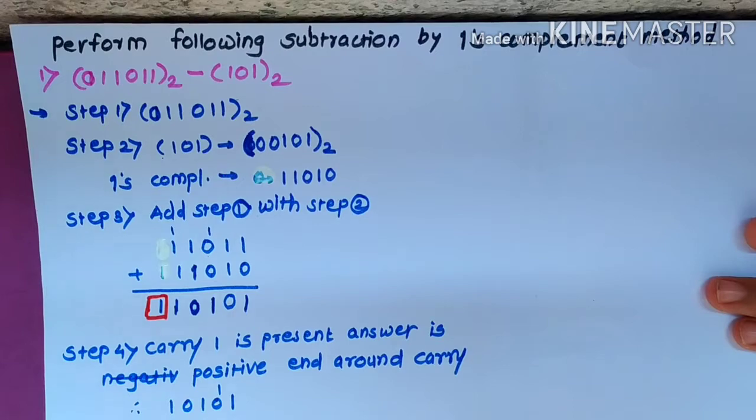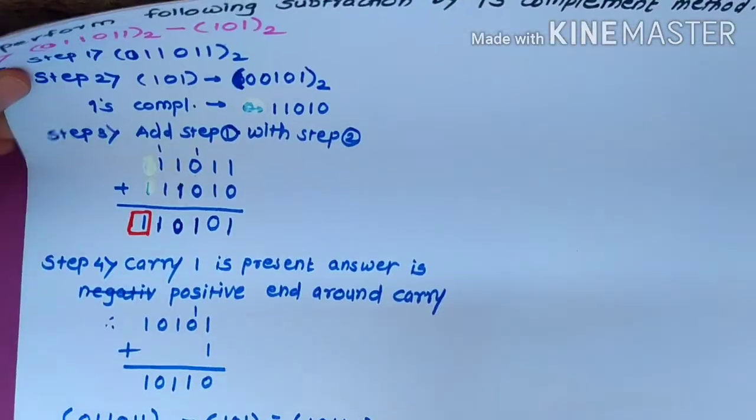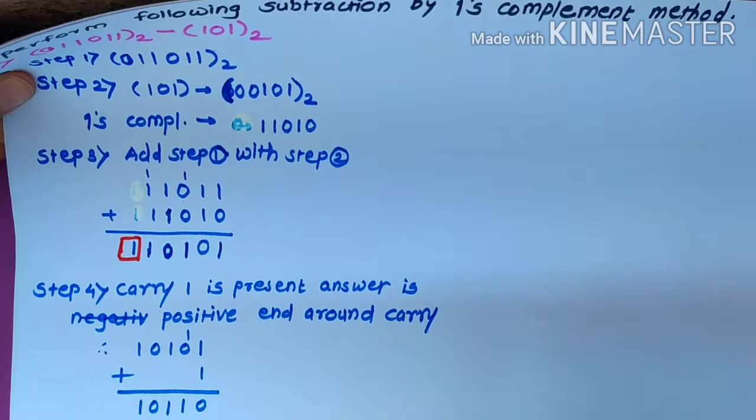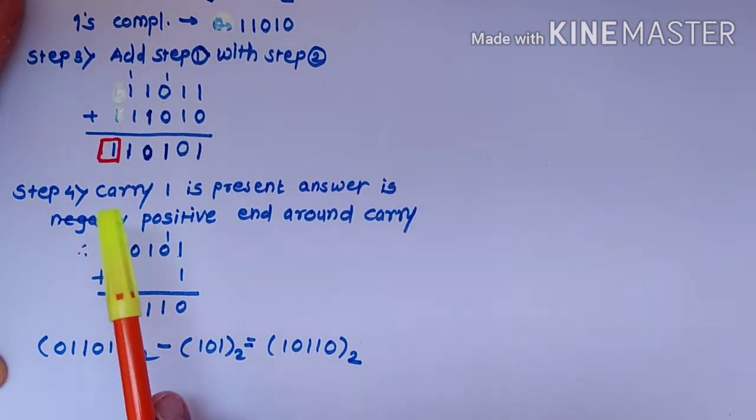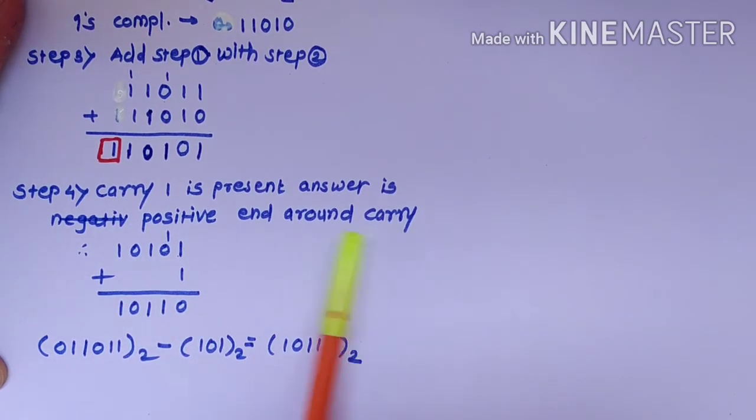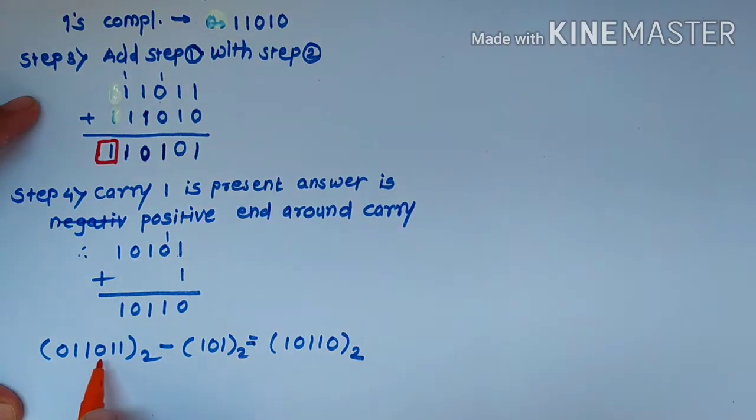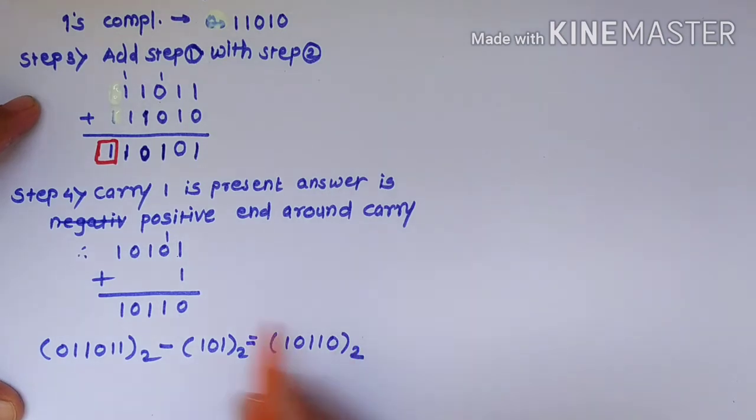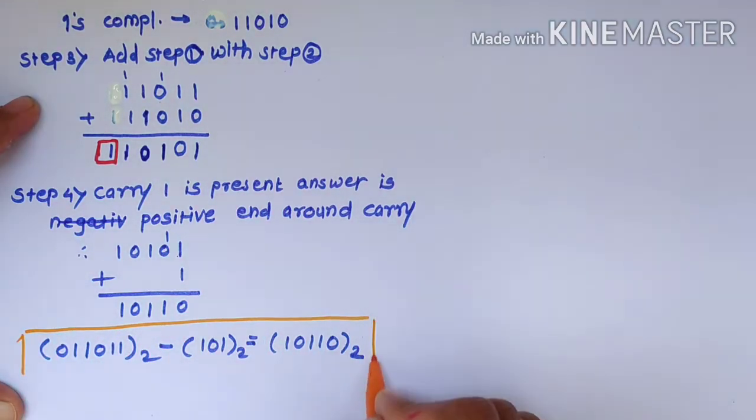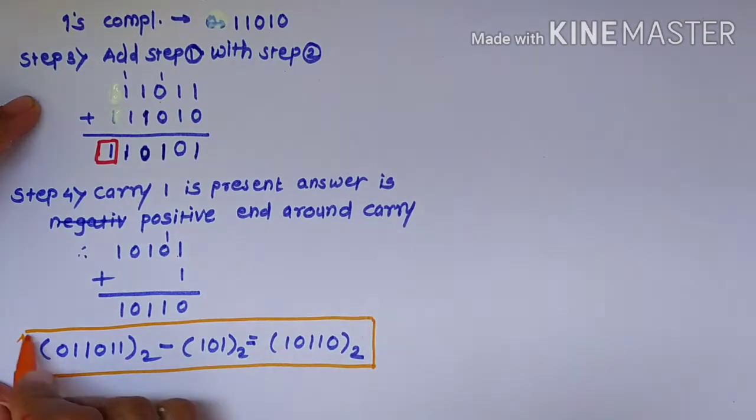Once again I repeat, student, if carry 1 is present, the answer is positive. End around carry, or EAC, we will get the answer by adding 1 to this number 10110. So finally we'll write the answer: 011011 binary minus 101 binary equals to 10110 binary. Is that clear?